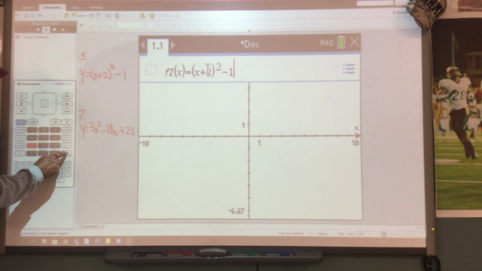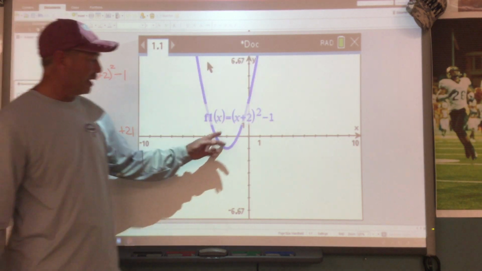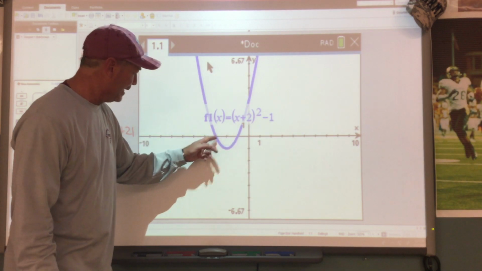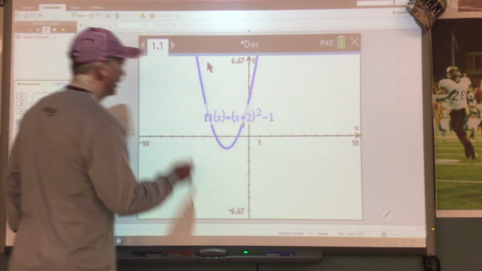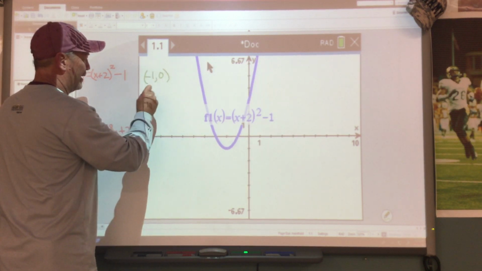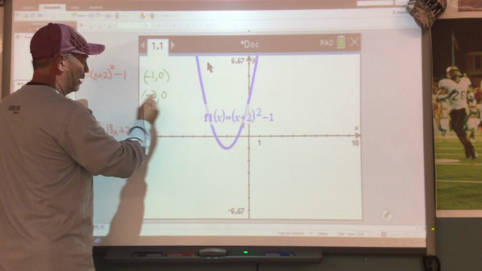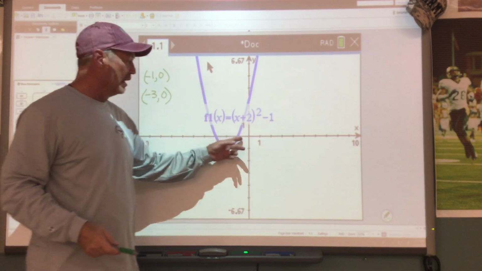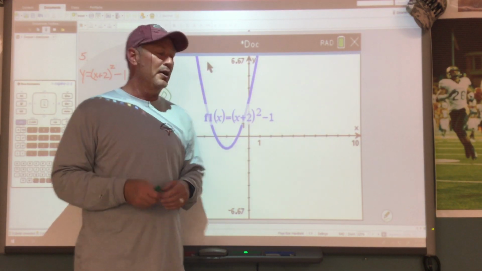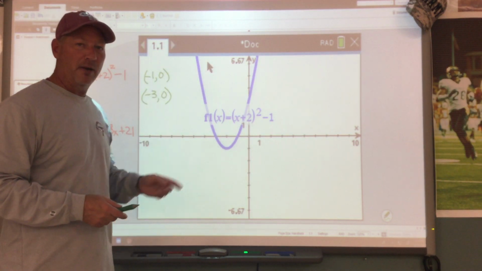And we hit enter. Now you can see my graph right here. My graph touches at -1 and -3. Now these are actually locations on the graph. It is preferred that you write them as an ordered pair.